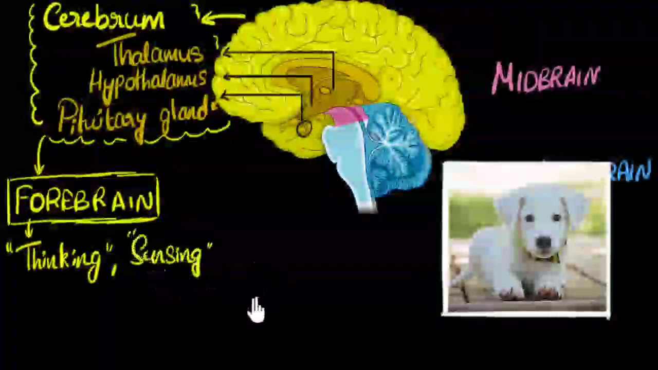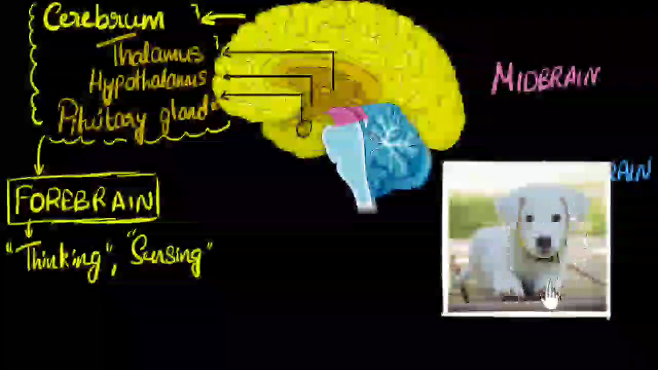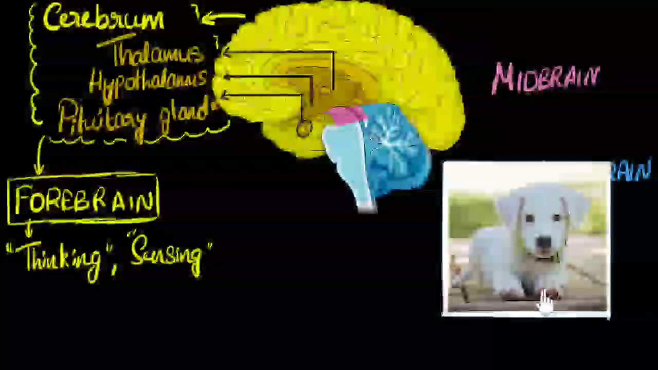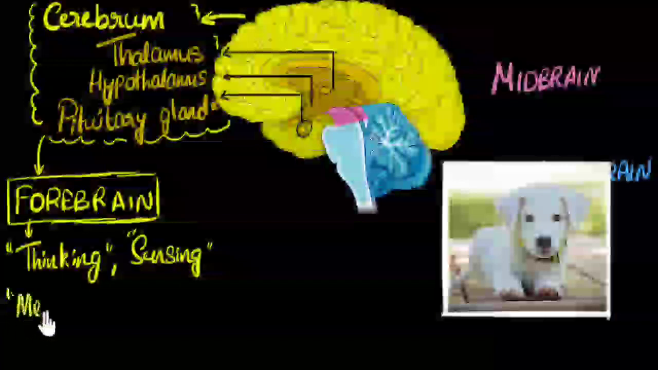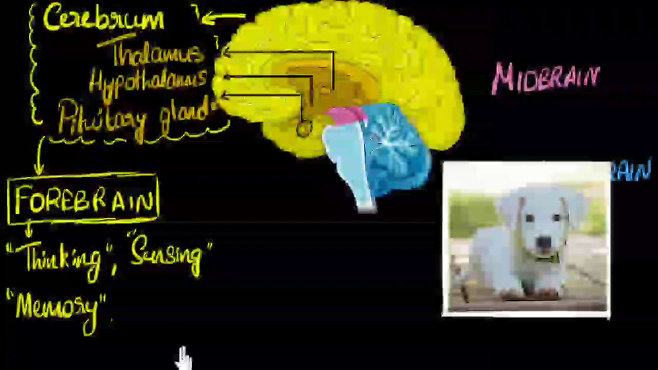Okay? What else? Well, you identified this picture, right? It's a puppy. Did you confuse it with something like maybe a donkey or tiger? No. The reason you can even remember it's a puppy is because of your memory, because you know what puppies look like and you can associate with it. So that also comes from your forebrain. Memory, learning, all of that comes from your forebrain.